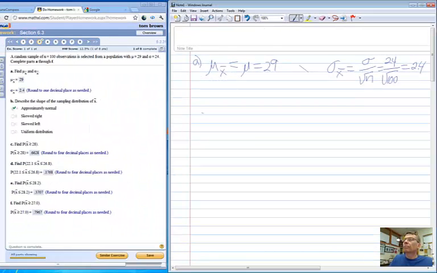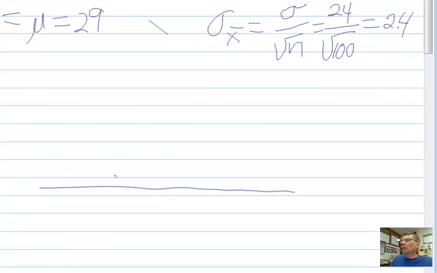Alrighty. Part B. Part B says describe the shape of the sampling distribution of x bar. Again, using the central limit theorem, we know that if n is greater than or equal to 30, the sampling distribution of x bar is going to be approximately normal. We can actually draw it. It's going to look something like this.